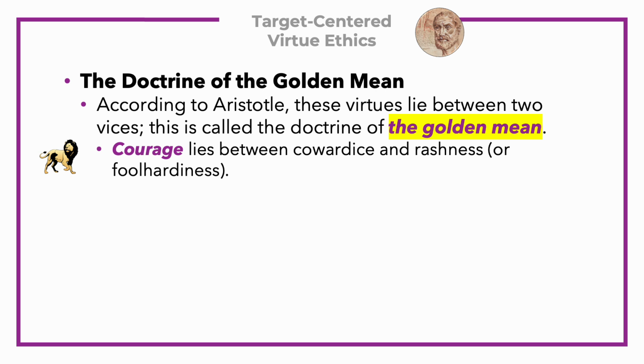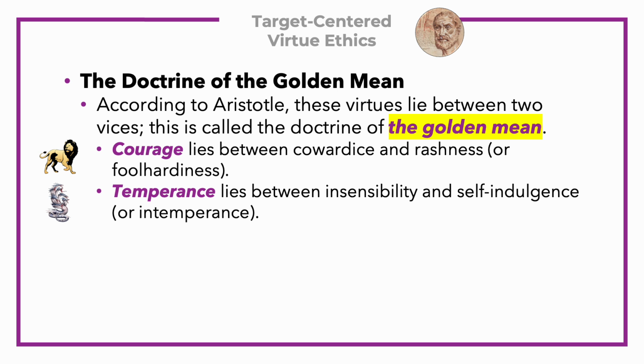But the idea here is that the courageous person has the right relationship to fear. The cowardly person has too much fear. The rash person has too little fear. Think of Evel Knievel or something like that. People who do dangerous things for no good reason necessarily. It's important for Aristotle and virtue ethicists that we avoid both extremes and that we hit the mean between them.